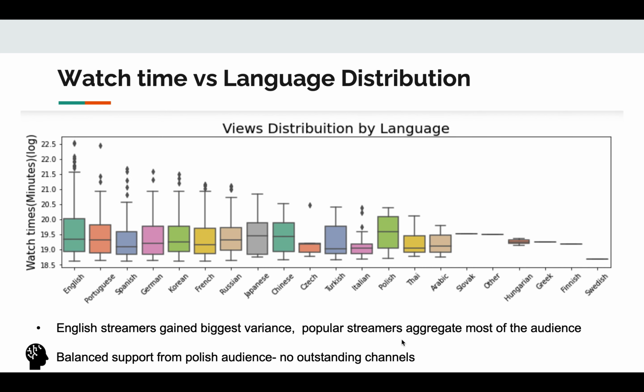We then analyzed the viewer distribution by language. The English streamers have the biggest variance and the most outliers due to their large population. We even found an interesting phenomenon that though Poland is not a big country, their citizens have rather stable and strong support for those streamers, which could be the next consideration of business expansions.